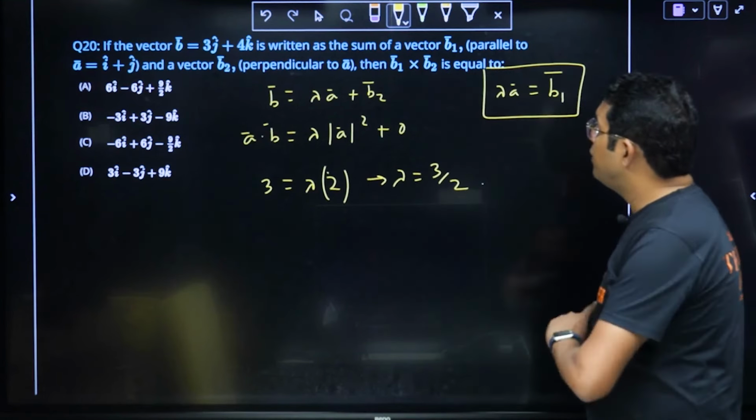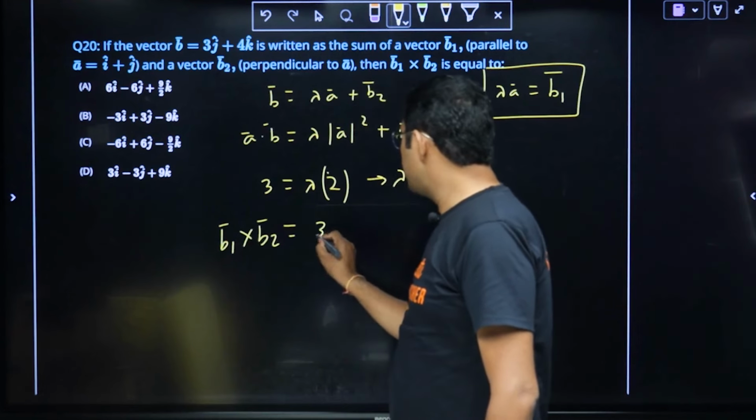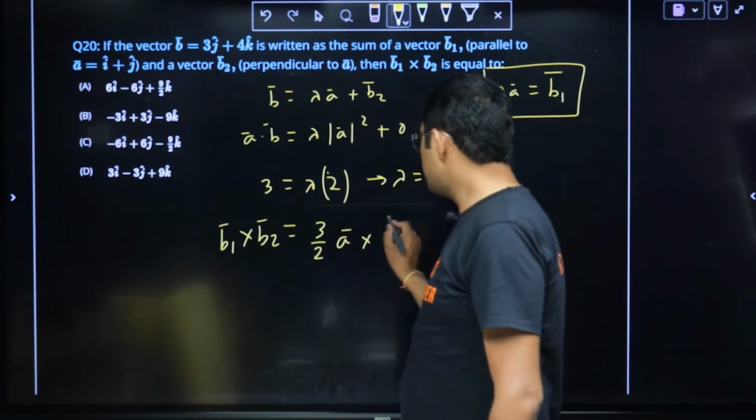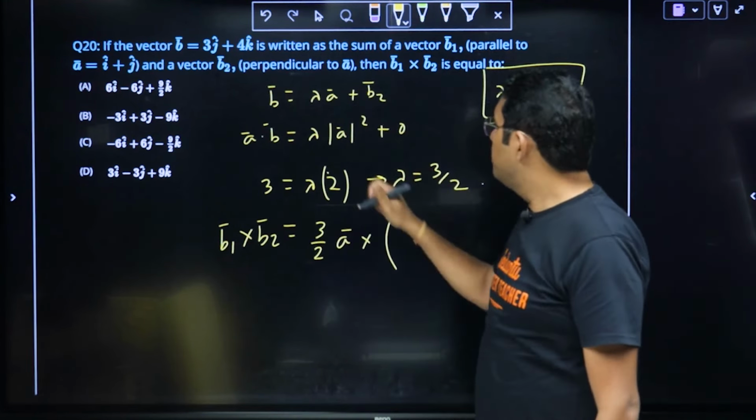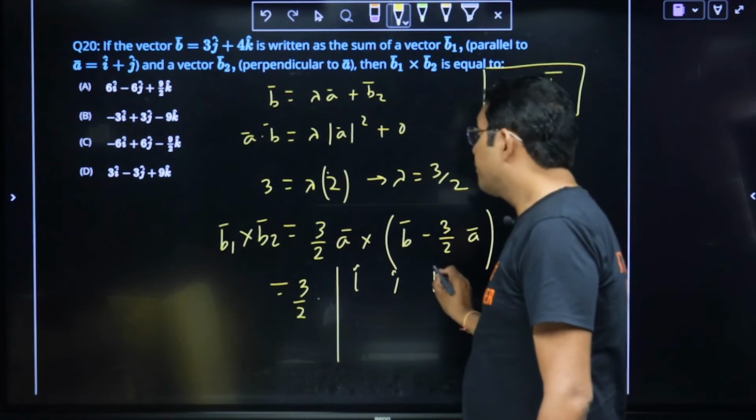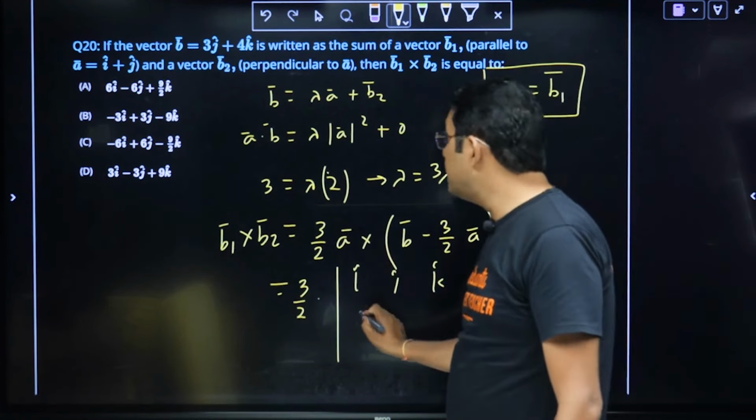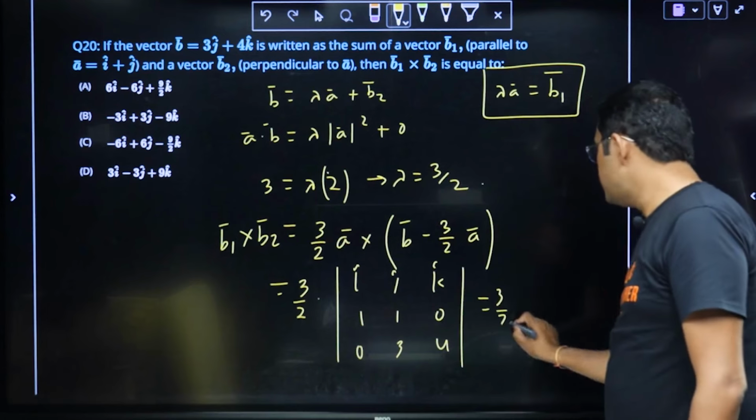Okay, now they are asking B1 cross B2. So what is B1? B1 is nothing but 3 by 2 A cross B2. Now what is B2? B2 is B minus lambda A, that is 3 by 2 A. Okay, if I take the cross of A with A, I think it becomes 0. So we are having here 3 by 2 into A cross B. A cross B means first row i j k and second row will be A, that is 1, 1, 0. Third row will be B, which is 0, 3, 4.